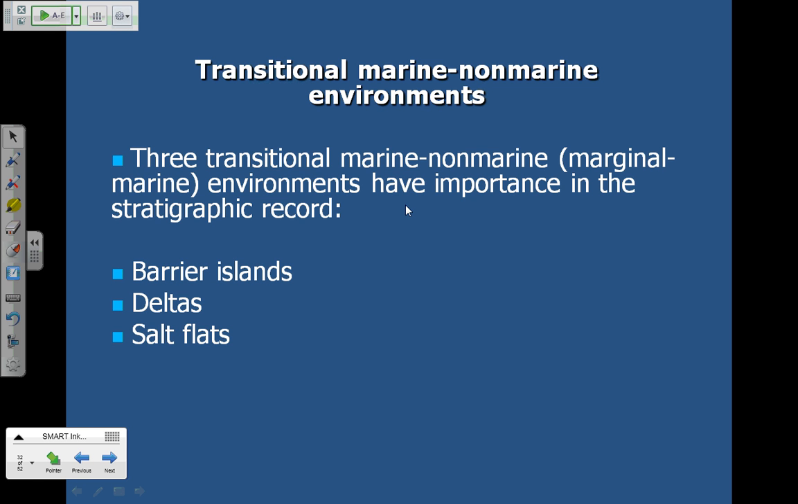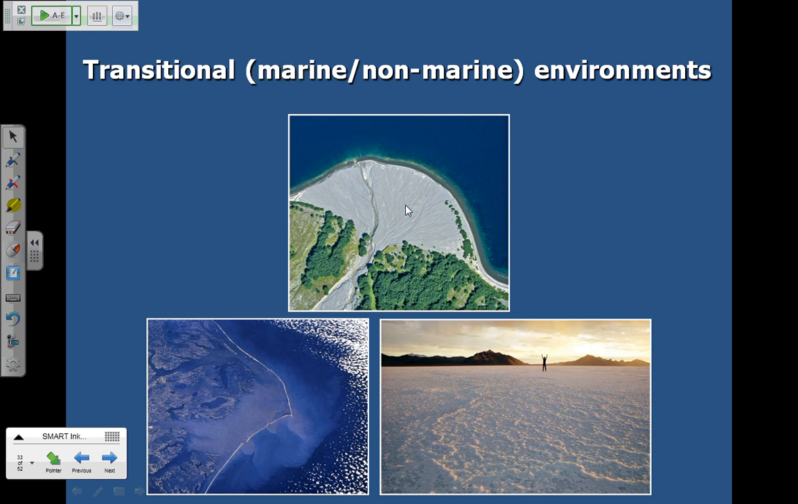Some of our transitional environments are here: barrier islands, deltas, and salt flats. We'll talk about those in a minute. We can see here pictures of them. So here's our barrier island that runs through there. There's a delta right there.